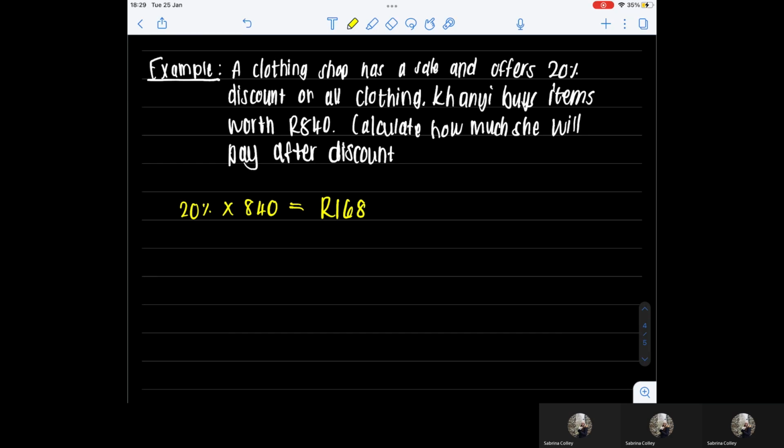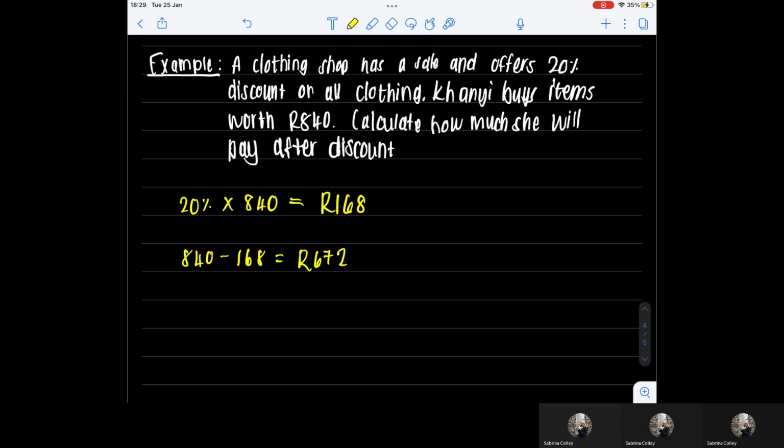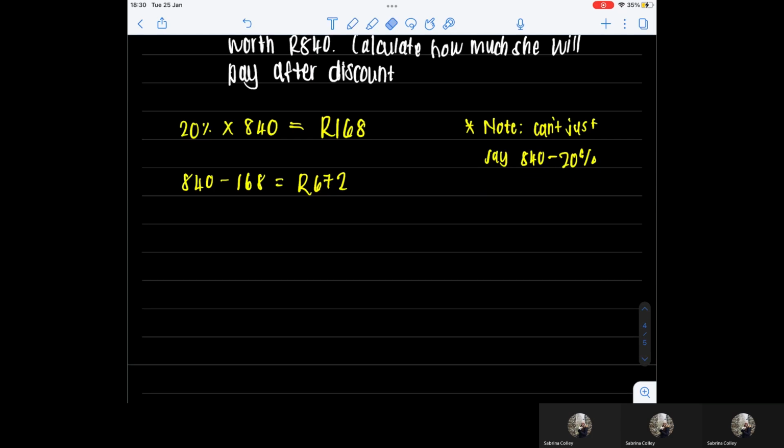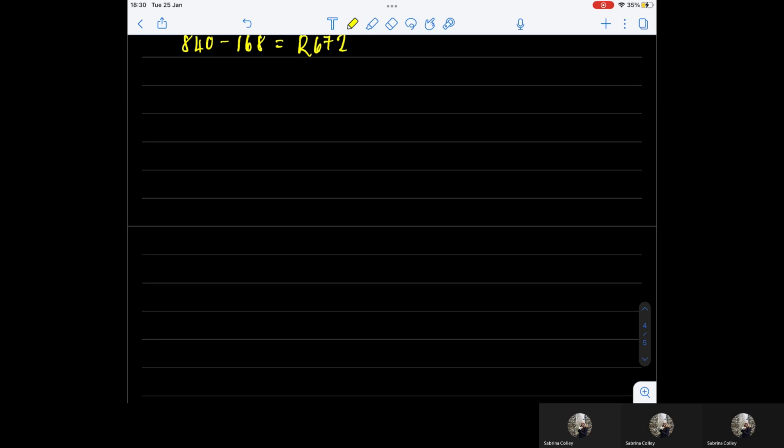So she gets 168 Rand off. Okay. So that means 840 Rand minus the 168 will be her new balance. So 840 minus that will give us 672 Rand. So she's gone from 840 Rand to 672 Rand because there was a discount of 20%. You can't say, so note, can't just say 840 minus 20%. You have to work out what it is. Okay. All right, let's do one more example.